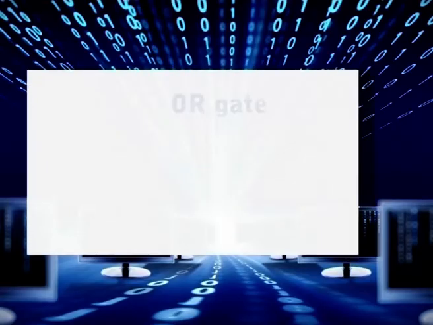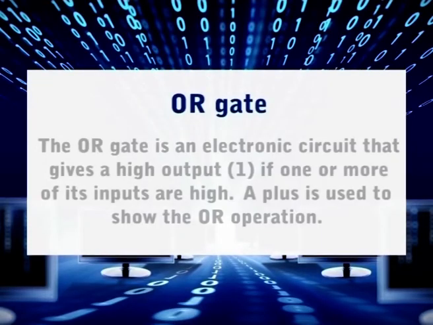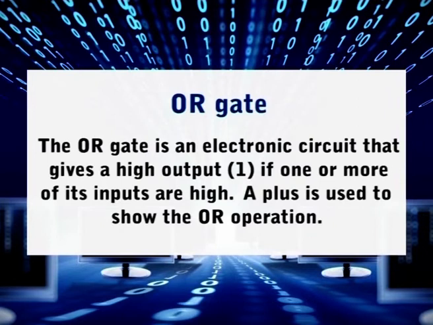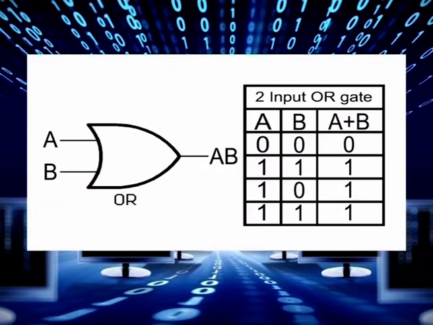Now, let us learn OR gate. The OR gate is an electronic circuit that gives a high output, that is 1, if one or more of its inputs are high. A plus is used to show the OR operation. Look at the diagram. This is the representation of OR gate along with its truth table. Here A and B are the inputs and A plus B is the output.